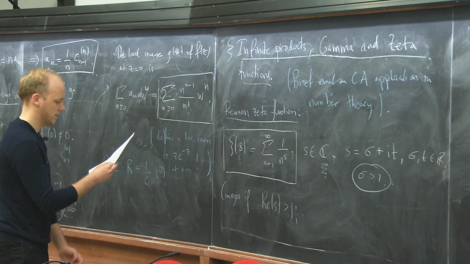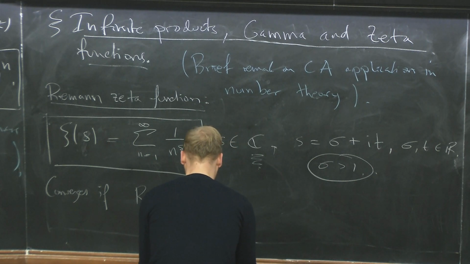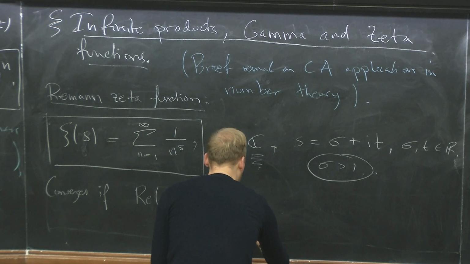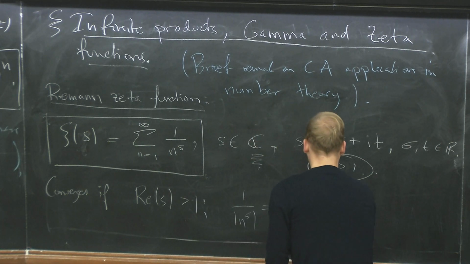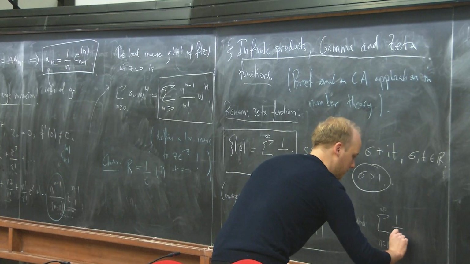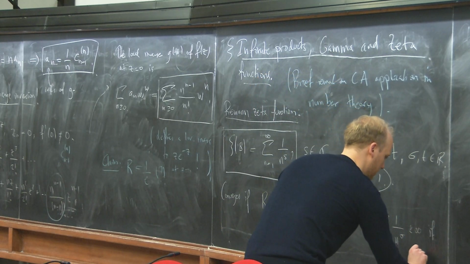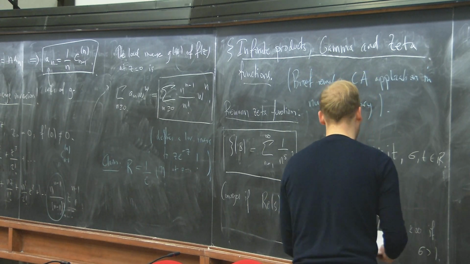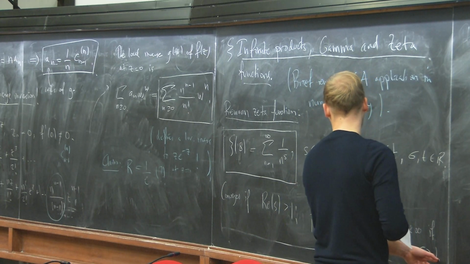The harmonic series, exactly. You compare with this series, and you can use the M test if you want. You note that the absolute value of 1 over n to the s is equal to 1 over n to the sigma. And you know that this series, the sum of 1 over n to the sigma, converges if sigma is a real number larger than 1, because it's the real part of the complex number s.